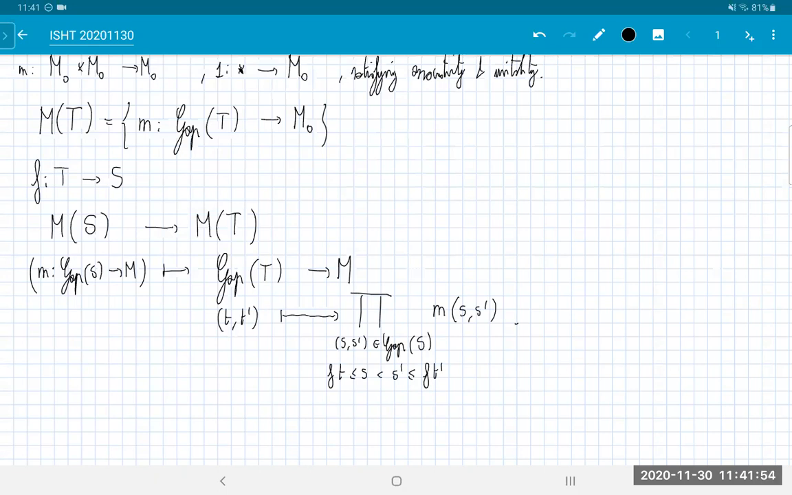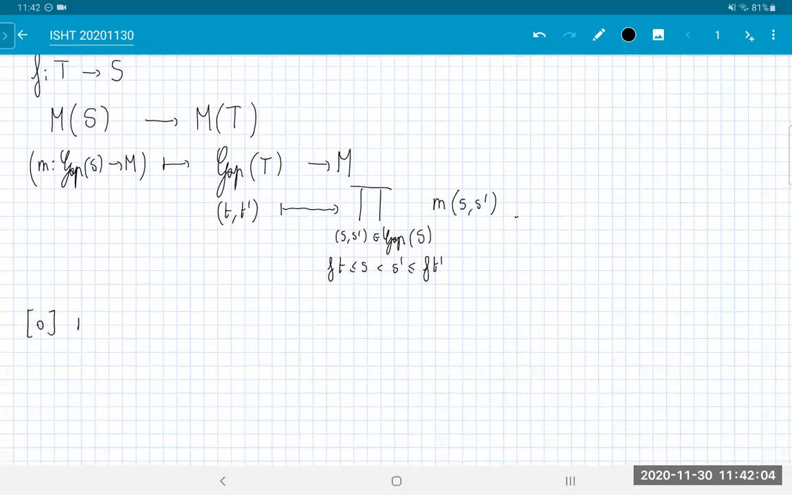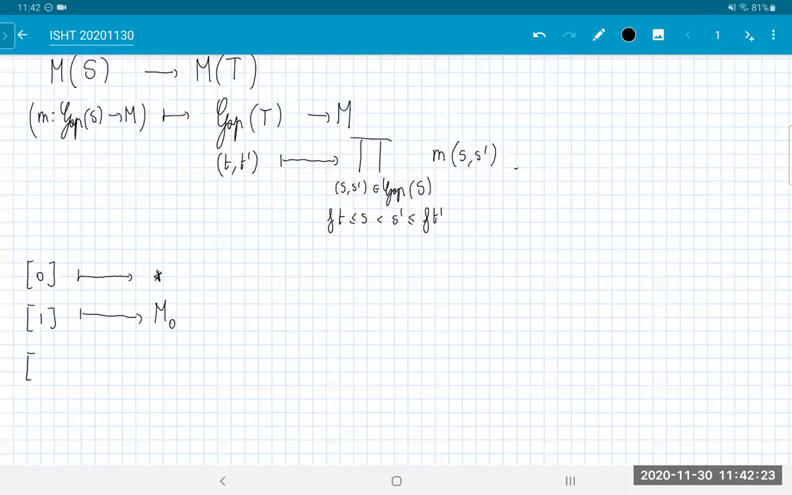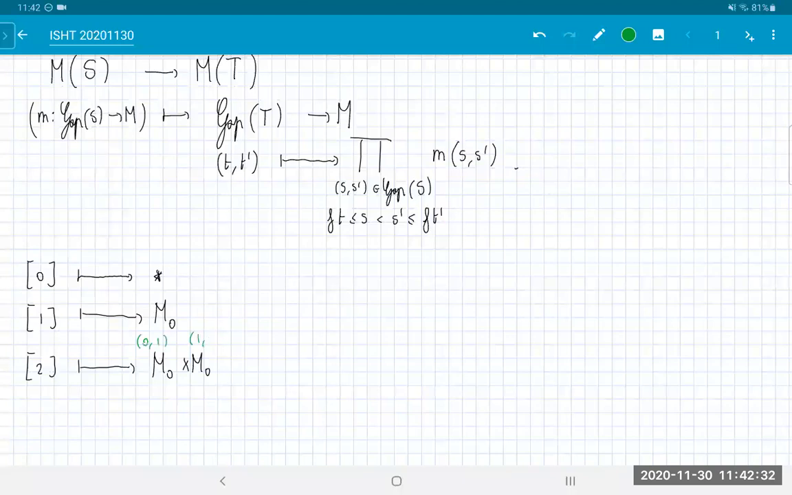So, okay, that's a definition. You can check indeed it is a functor. Concretely, let's see what happens. What happens is that zero has no gaps, so it's sent just to the one-object set. One has only one gap, and so it's sent to M0. And two has two gaps, so it's sent to M0 times M0, the first factor corresponding to 0, 1, and the second corresponding to 1, 2. And let's see what the maps are.